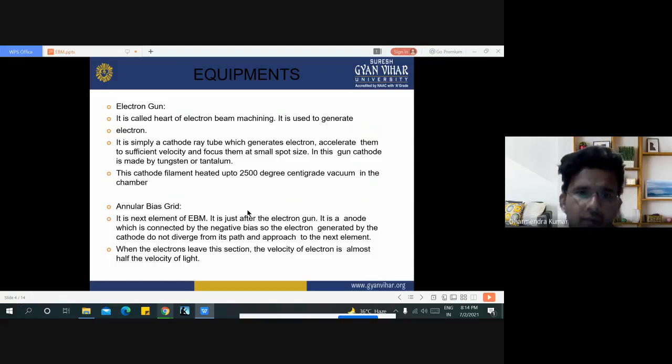Another one is the annular biased grid. It is the next element of the electron beam machine, just after the electron gun. It is an anode which is connected to a negative bias, so the electrons generated by the cathode do not diverge from their path and approach the next element. When the electrons leave this section, the velocity of the electrons is almost half of the velocity of light.